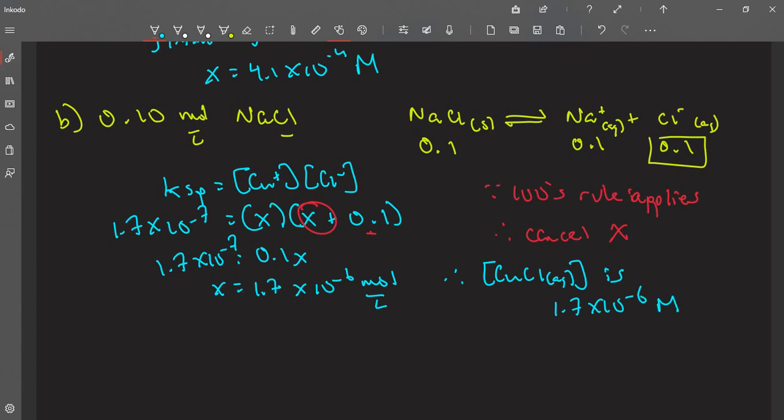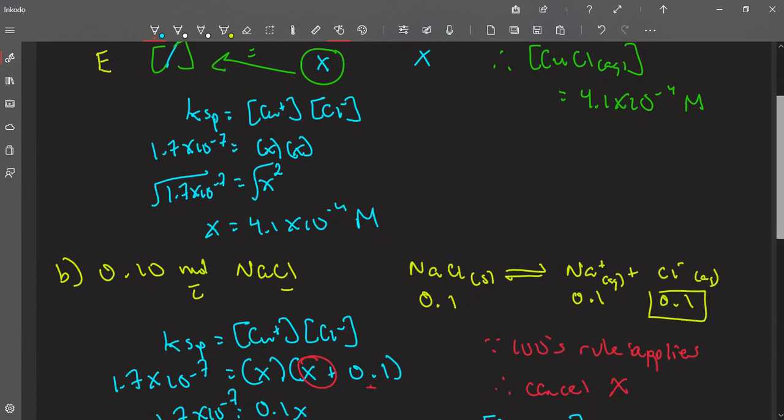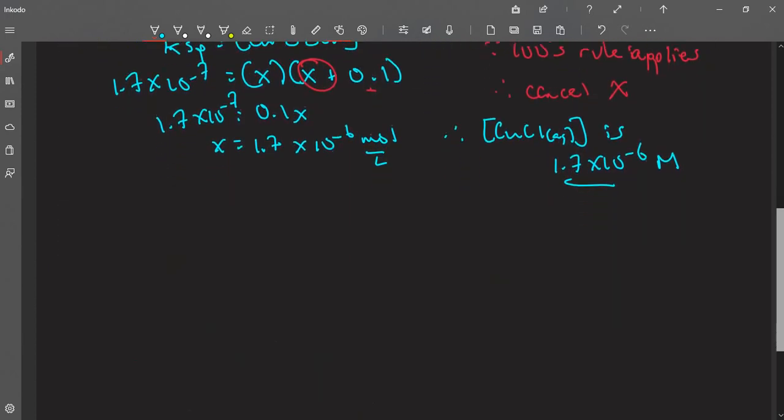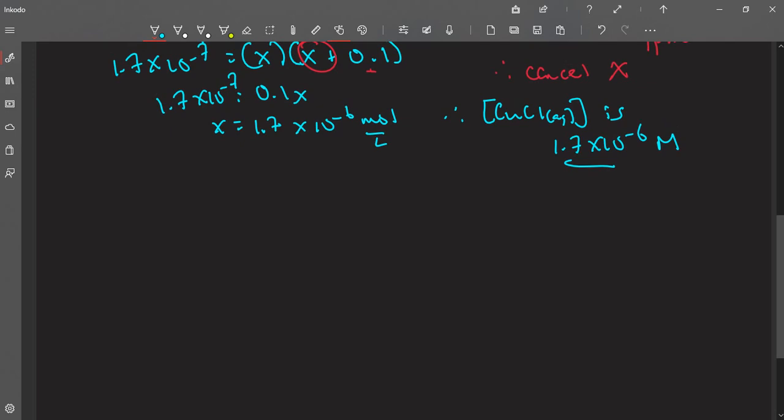Okay, now let's compare 1.7 times 10 to the negative 6 to the previous concentration just in water. Now this should make sense to you. In water, the concentration was greater, right? We could dissolve more copper 1 chloride. In the presence of a common ion, it is less, right? 1.7 times 10 to the negative 6.